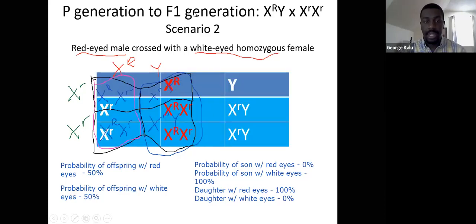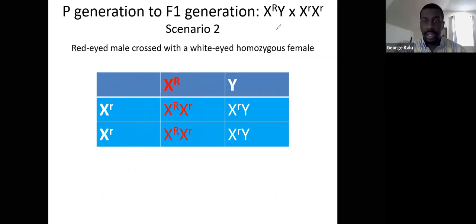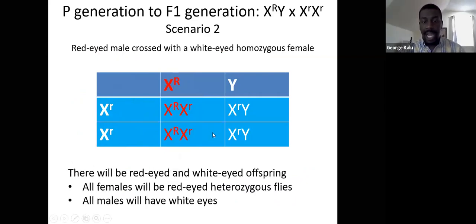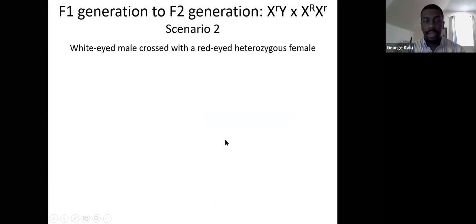Okay, so we were to do our Punnett square, let me go ahead and clear this out so you guys can see this a little easier here. What we see here is that there will be red-eyed and white-eyed offspring. But the female offspring are always going to have red eyes. All of the male offspring will always have white eyes. So I think we'll do one more example, and then we will probably call it a day for today, and then we'll finish this up next week.